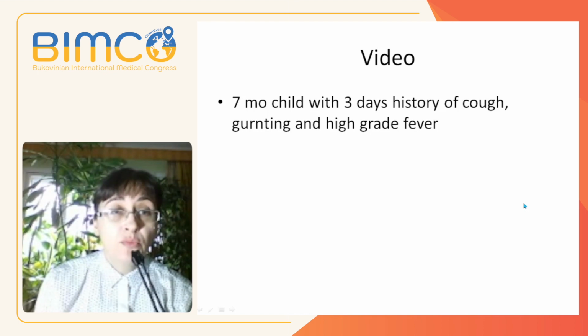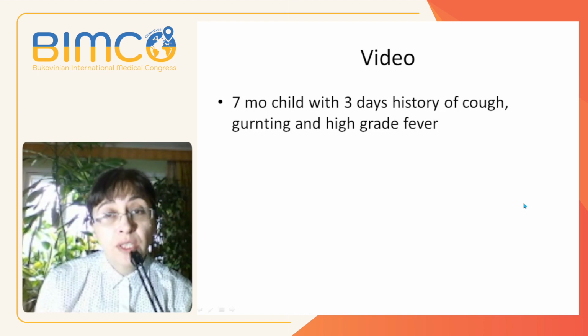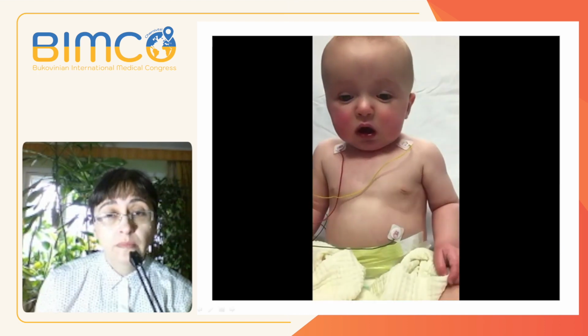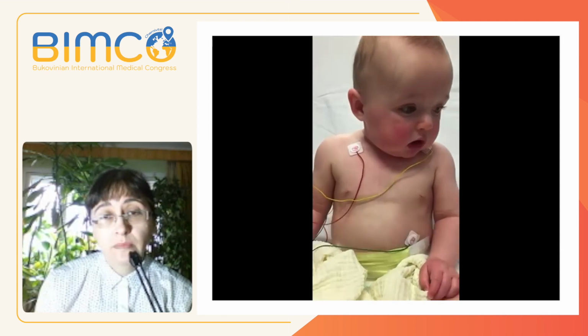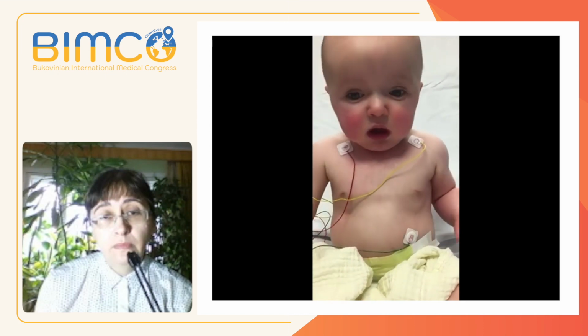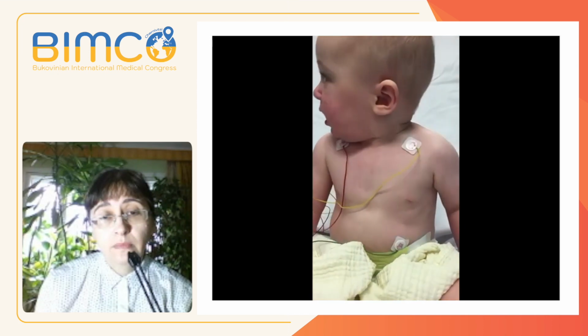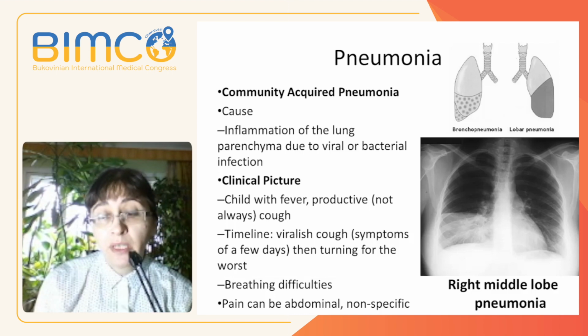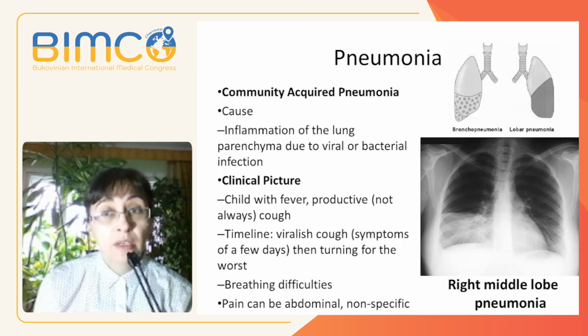So now we will observe a video of a 7-month-old child with a 3-day history of cough, grunting, and high-grade fever. Also, we have seen retractions. We have seen this child manifesting with tachypnea. So with such a combination of clinical symptoms, we may suspect the child has pneumonia.